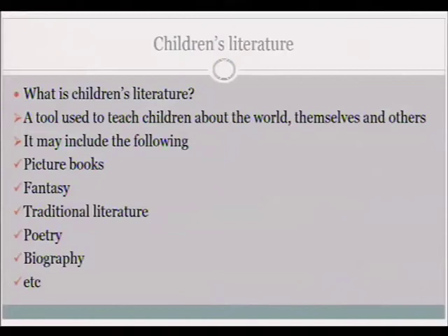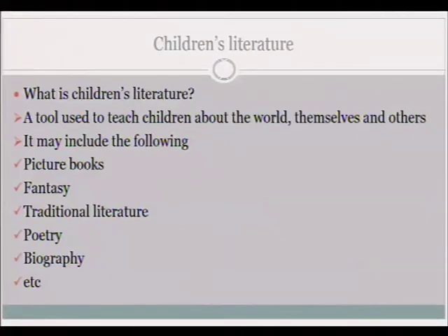Now, we have spoken about reading, we've spoken about choosing books, but I also want us to look at children's literature. When we choose books that the children are going to read, we are also in the area of children's literature. What is children's literature? Children's literature is a tool used to teach children about the world, themselves, and others.